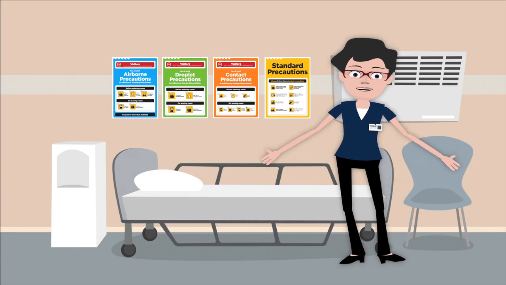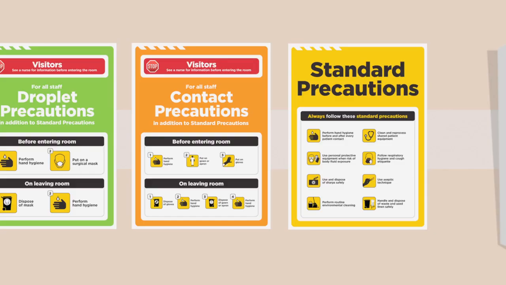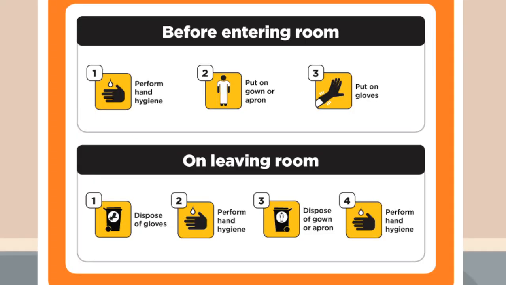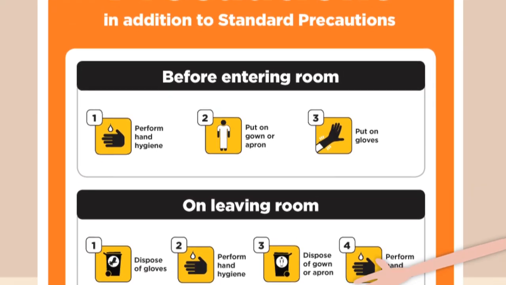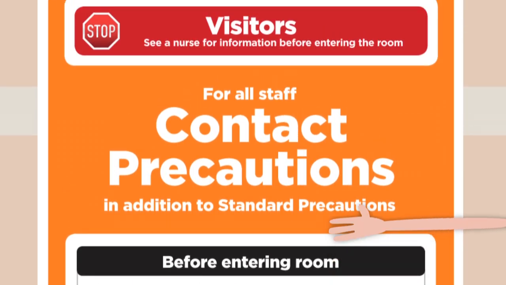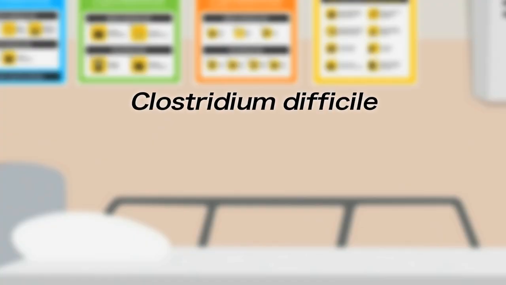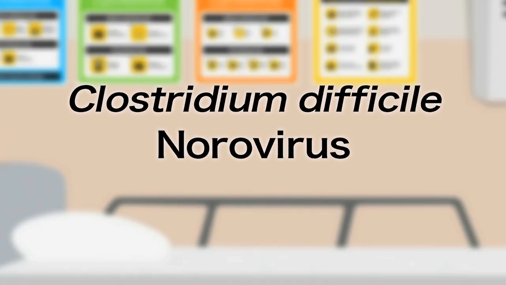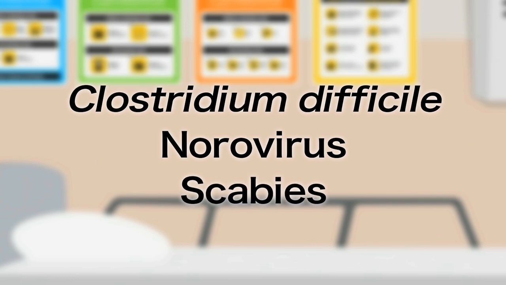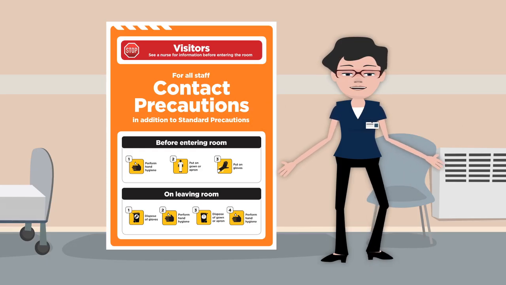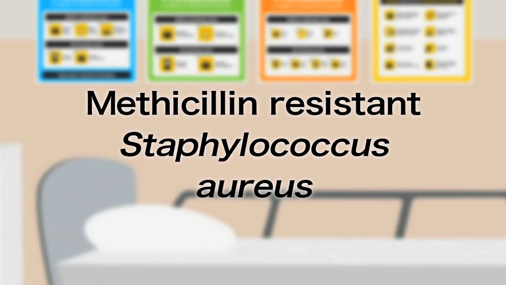There are three main types of transmission-based precautions: contact, droplet, and airborne precautions. Contact precautions are used for patients known or suspected of having an infection transmitted via direct or indirect contact, such as Clostridium difficile, Norovirus, or scabies. They are also used for patients who are infected or colonised with a pathogen of concern in healthcare, such as a drug-resistant bacteria like Methicillin-resistant Staphylococcus aureus.